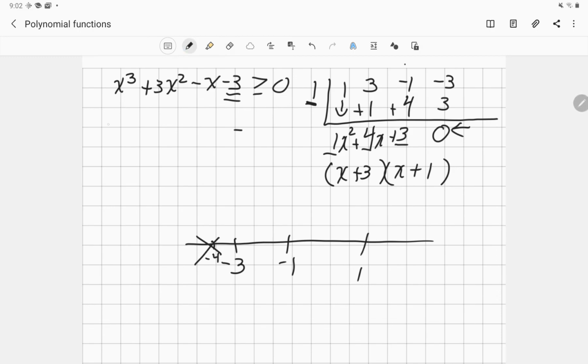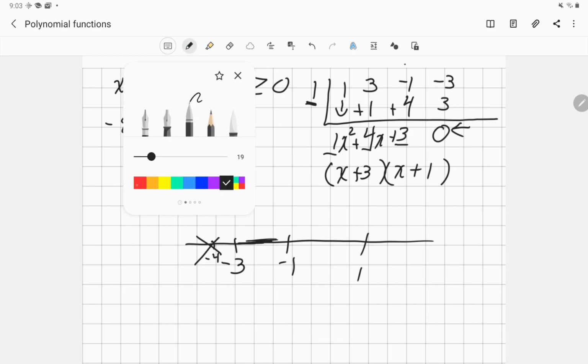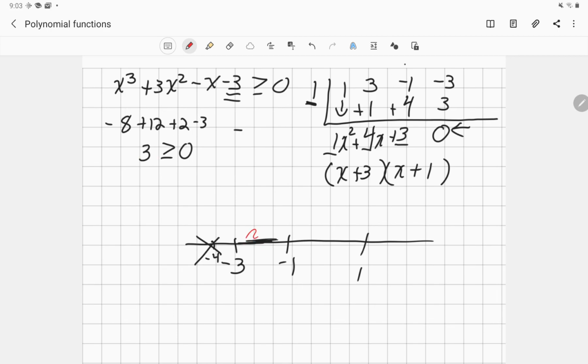Negative 2 cubed is negative 8. Negative 2 squared is 4. 4 times 3 is 12. Minus negative 2, so really plus 2, minus 3. So negative 8 plus 12 is 4. 4 plus 2 is 6. 6 take away 3 is 3, which is greater than or equal to 0. Well, yes, it is. So this test interval works. Actually, let's do that in red so that you can see it. So yes, 2 in here.